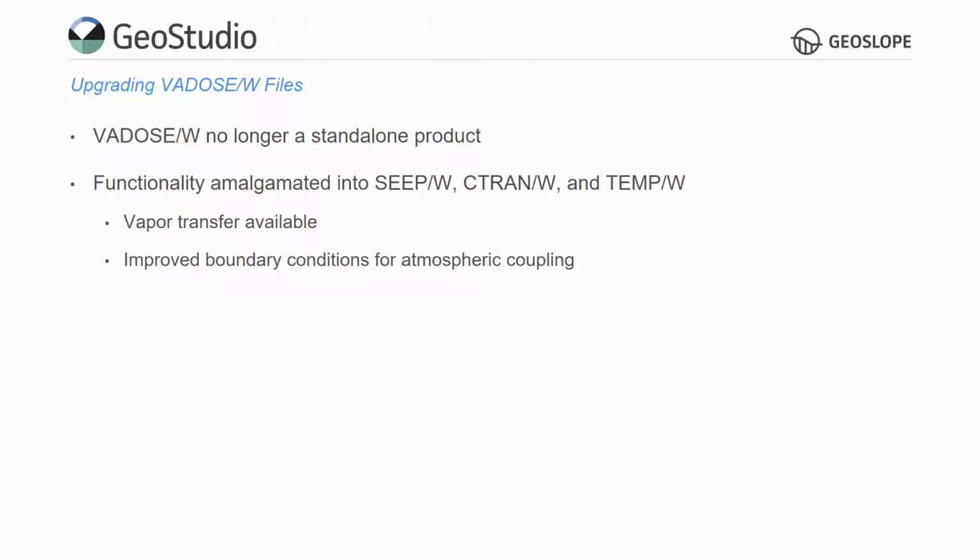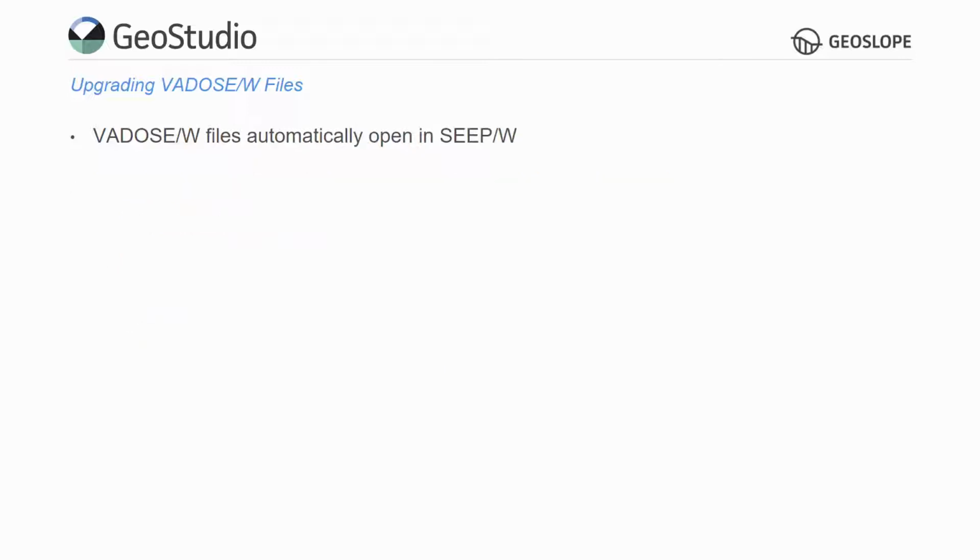GeoStudio 2018 has improved boundary conditions for simulating atmospheric coupling. The land-climate interaction boundary condition in SEEPW simulates evapotranspiration based on climate and vegetation conditions. The surface energy balance boundary condition in TEMP-W computes ground heat flux for varying ground cover conditions, including snowpack and vegetation.